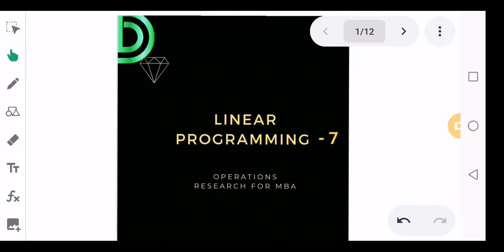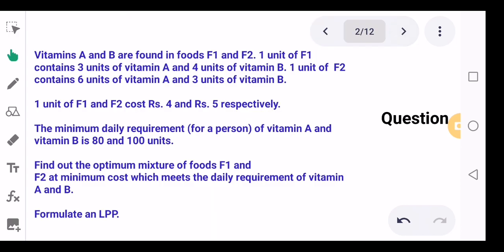Today we'll be doing part 7 of linear programming, and today we are going to solve another question. The question is, vitamins A and B are found in foods F1 and F2. 1 unit of F1 contains 3 units of vitamin A and 4 units of vitamin B. 1 unit of F2 contains 6 units of vitamin A and 3 units of vitamin B. 1 unit of F1 and F2 cost rupees 4 and rupees 5 respectively.